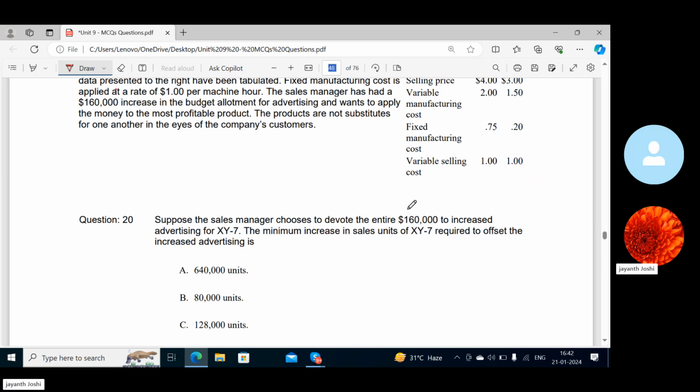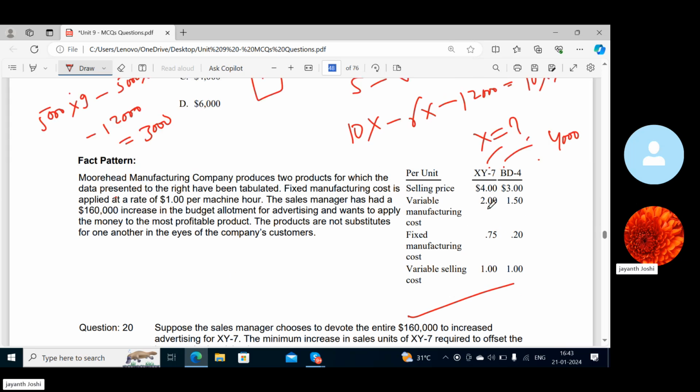Suppose the sales manager chooses to devote the entire 160,000 to increased advertising for this. What is the minimum increase in sales units of XY7 required to offset the increased advertising? That means how much they should earn to offset this expense. So we'll find contribution margin, sales minus variable cost for XY7, right? So 4 minus 3 is equal to 1, right? Yes. So now, they want how much? 160,000, correct? Yes, sir.